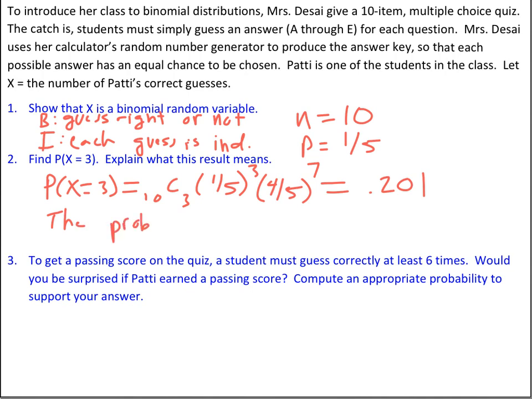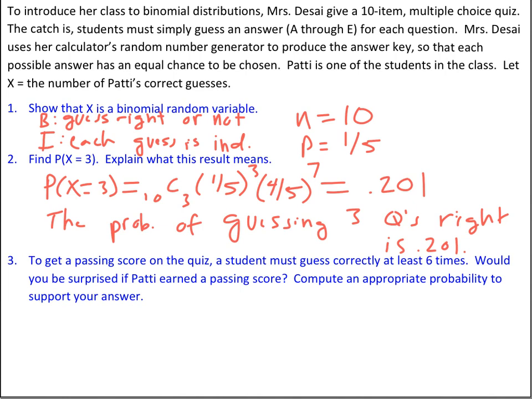The probability, and it seems like it's actually quite high, of guessing 3 questions right is 0.201. Probability that you would get a passing score.